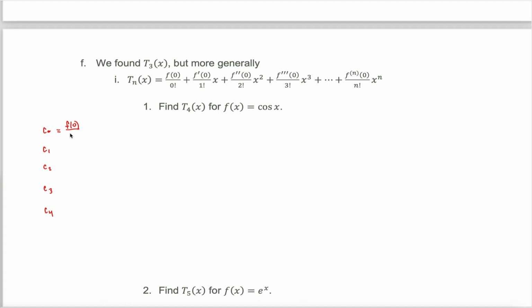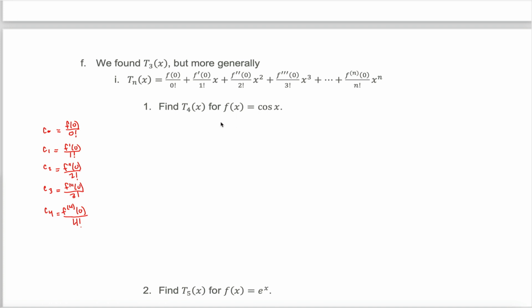C0 is f of 0 divided by 0 factorial. C1 would be f prime of 0 divided by 1 factorial. C2 would be f double prime of 0 divided by 2 factorial. C3 would be f triple prime of 0 divided by 3 factorial. And C4 would be f quadruple prime of 0, which is typically written with a 4 in parentheses, because if you write enough apostrophes, it's really hard to look at, of 0 divided by 4 factorial. Can we figure all these things out?